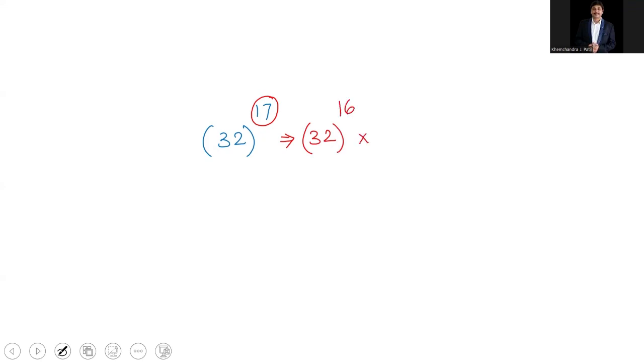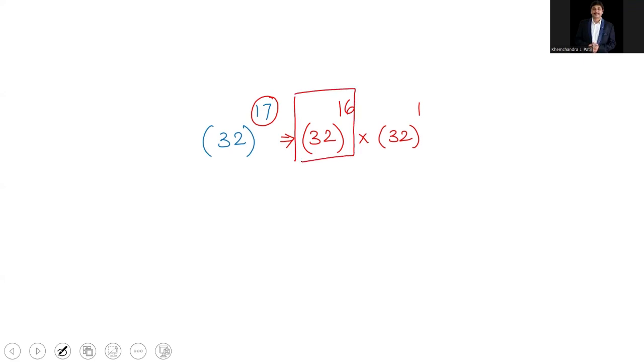Now, can I write this as 32 raised to 17? Can I write this as 32 raised to 16 multiplied by 32 raised to 1? By the rules of indices, if the base is same, then we add the powers. Can I write it in this fashion? Come on, give me confirmation. Yes, I can.